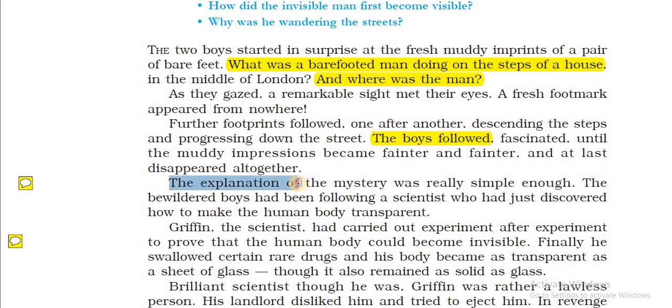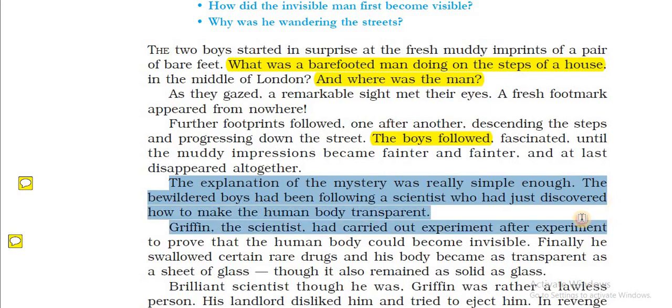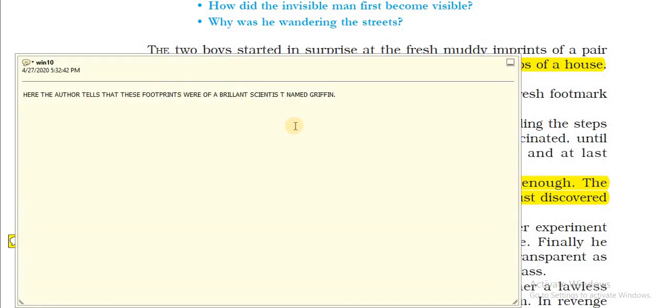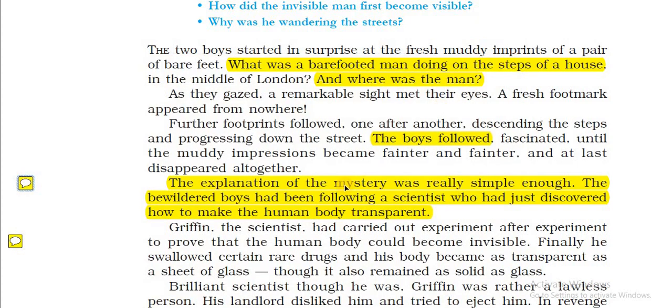The explanation of the mystery was really simple enough. The Billwide boys had been following a scientist who had just discovered how to make the human body transparent. That means the two boys were following the footprints of a scientist who had discovered the formula to make the human body transparent or invisible. Here the author tells that these footprints are of Griffin, a brilliant scientist who has discovered the formula of invisibility.